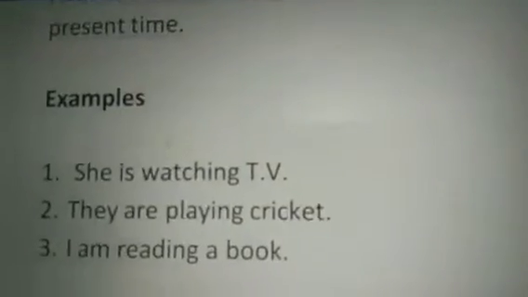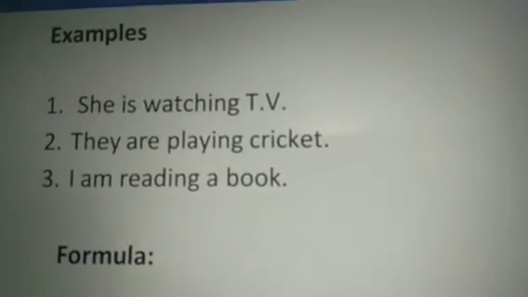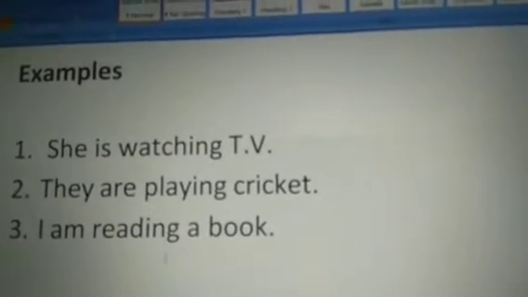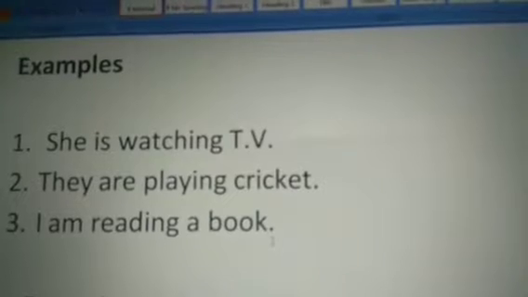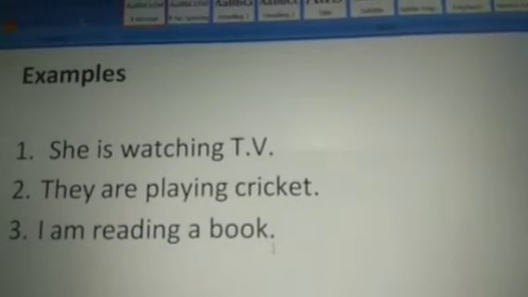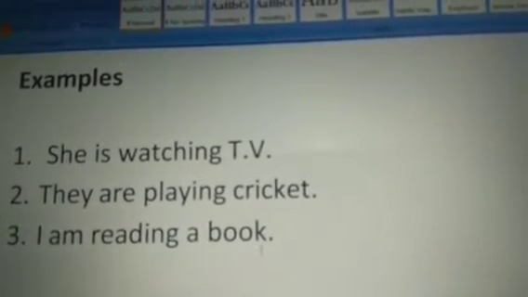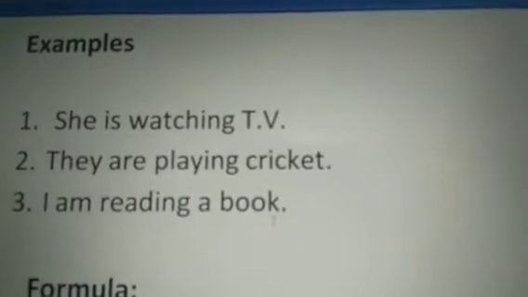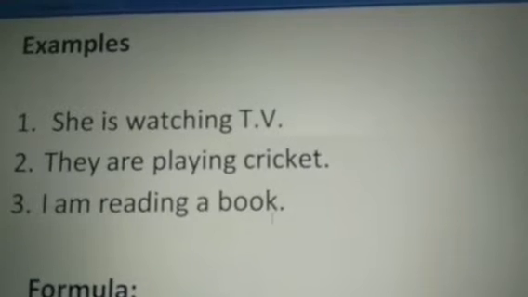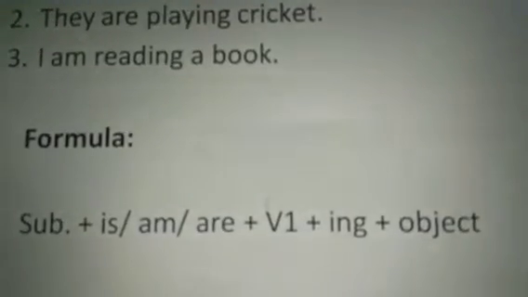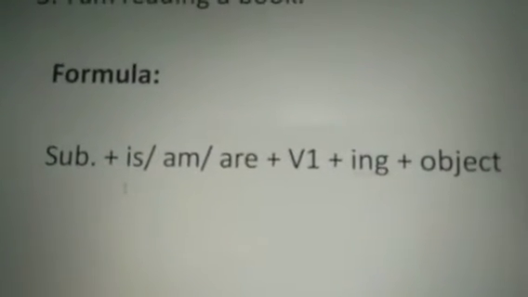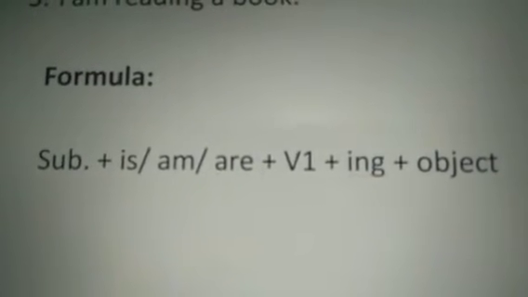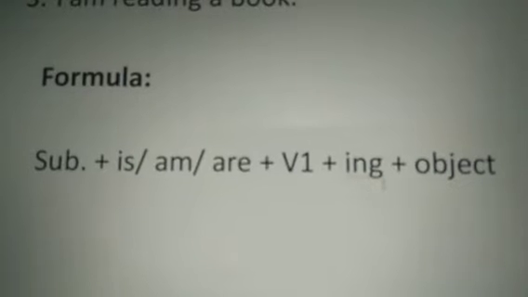And the examples are: she is watching TV, they are playing cricket and reading a book, they are playing in the field, the students are attending the classes. So all these activities are happening during present time, so they are bracketed under this category. And the formula is subject plus is/am/are plus V1 plus ing plus object.